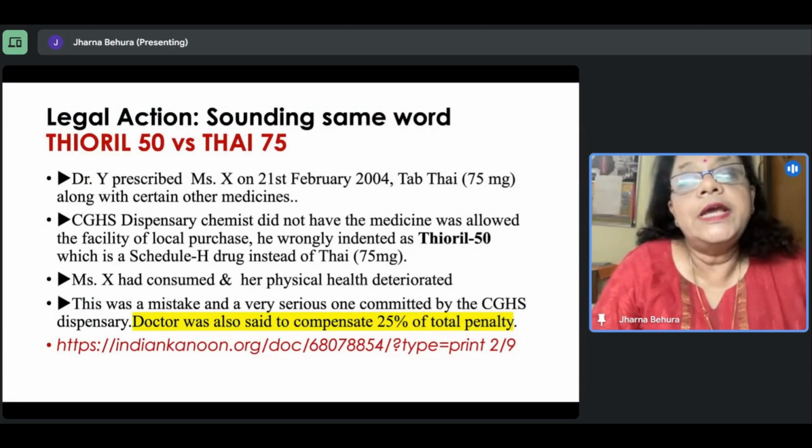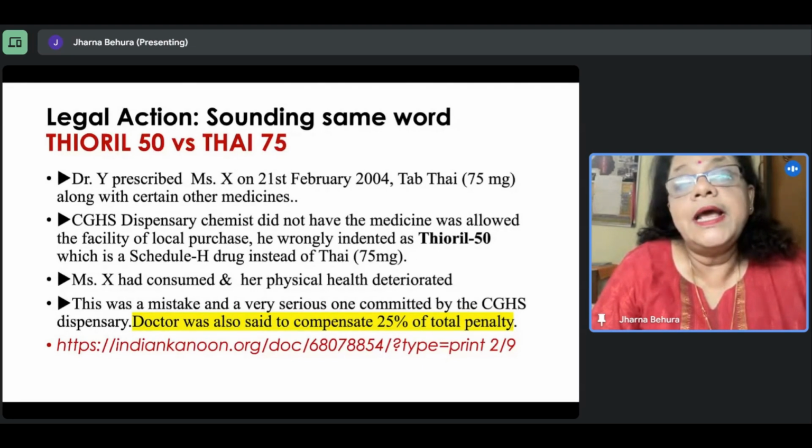Legal action, sounding same word. This is a case of Thioril versus Thai. Dr. Y prescribed Mrs. X on 21st February 2004 tablet Thai, which is used for osteoarthritis and rheumatoid arthritis, along with certain other medications. The CGHS dispensary chemist did not have the medicine, and she was allowed the facility of local purchase.